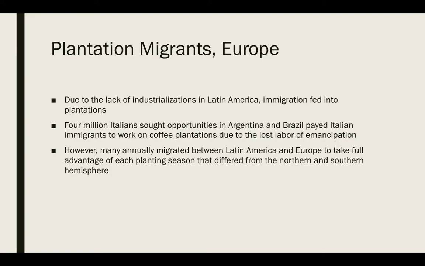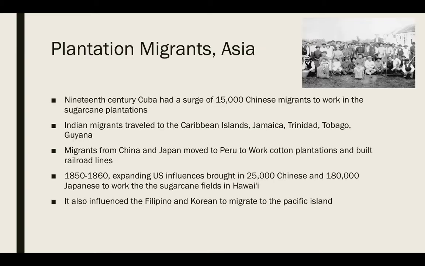And even though they paid many of these immigrants, many migrated between Latin America and Europe to take full advantage of each planting season that differed from the northern and southern hemispheres. So from Asia, plantation migrants in the 19th century in Cuba had a surge of about 15,000 Chinese migrants to work in the sugarcane plantations. Indian migrants traveled to the Caribbean islands like Jamaica, Trinidad, Tobago, or Guyana. Migrants from China and Japan moved to Peru to work cotton plantations and build railroad lines.